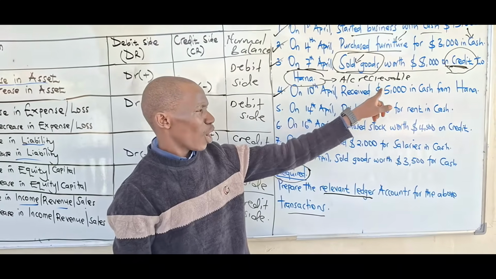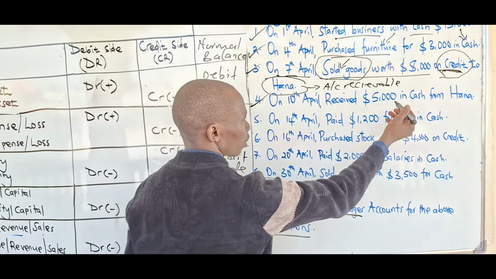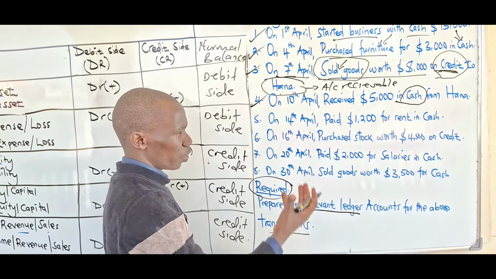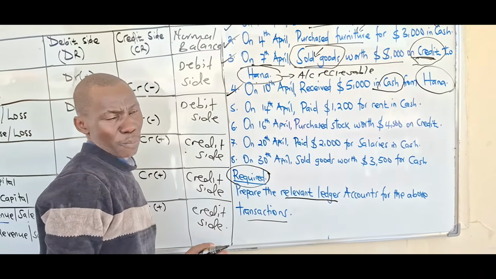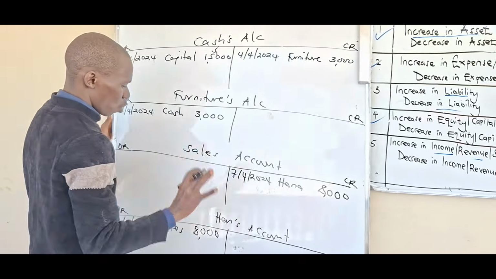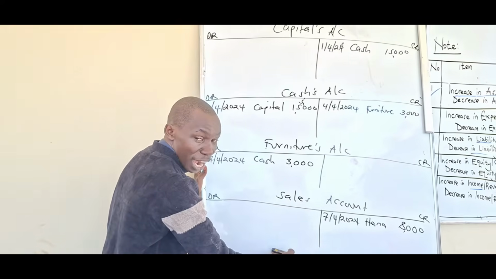Now here, which accounts are involved? One, you have cash. You are receiving cash, so the cash account is being affected by increasing. And HANA's account now is going to reduce. So here you come, that is on the 10th. You look for the accounts which are affected. That is cash's account and HANA's account.